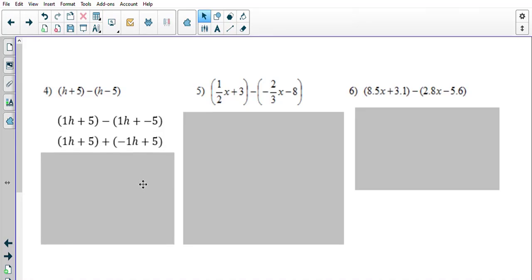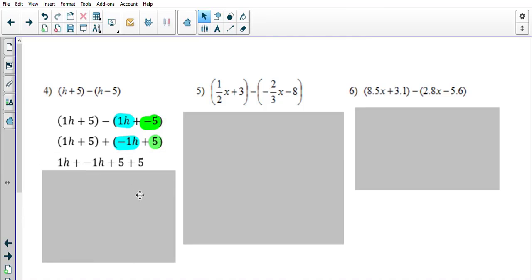Now, steps 2 and 3, subtraction to addition, and distribute that subtraction to that second set of parentheses. So 1h becomes negative 1h. Negative 5 becomes positive 5. Put those like terms side by side. We've got 1h plus negative 1h plus 5 plus 5.